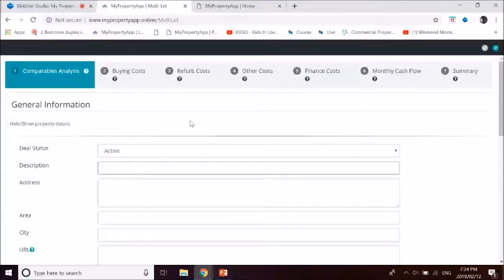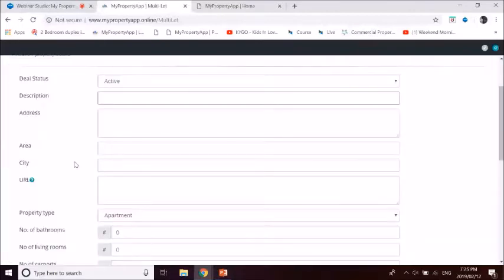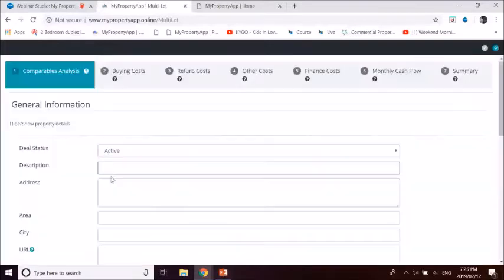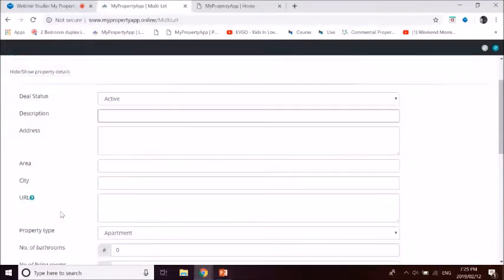So the current market value is the asking price. We're saying that we're going to ask for a 30% discount. Now, when you're looking at multi-lets, it's really important that you get your rental right. So this section here called monthly rental income is a way in which you can determine how much rent this property could make. Now, with a multi, you're obviously going to have a series of rooms.